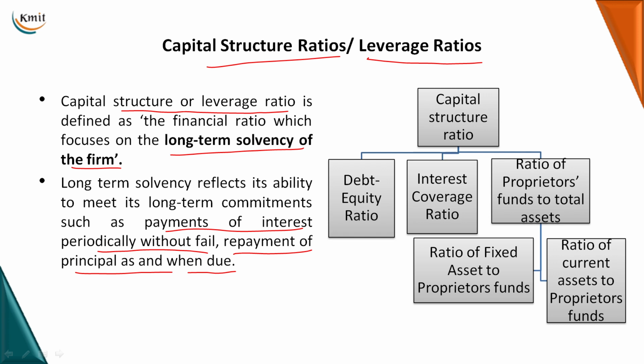So these are the set of capital structure ratios displayed on the screen here, which we'll be learning in our further discussion. The first one is debt equity ratio, then interest coverage ratio, and ratio of proprietor funds to total assets, which is again subclassified into two categories: ratio of fixed assets to proprietors funds and ratio of current assets to proprietors funds.